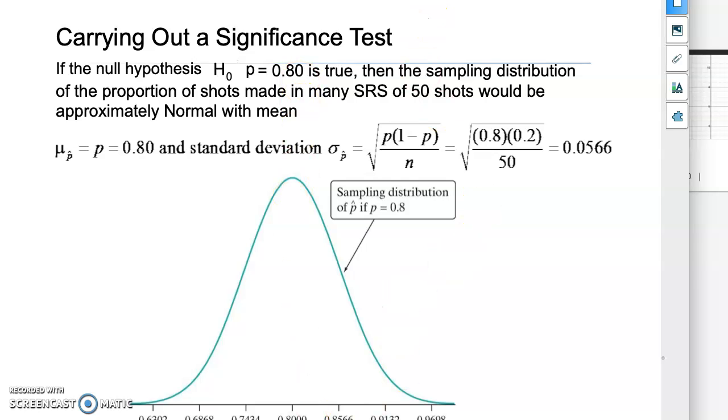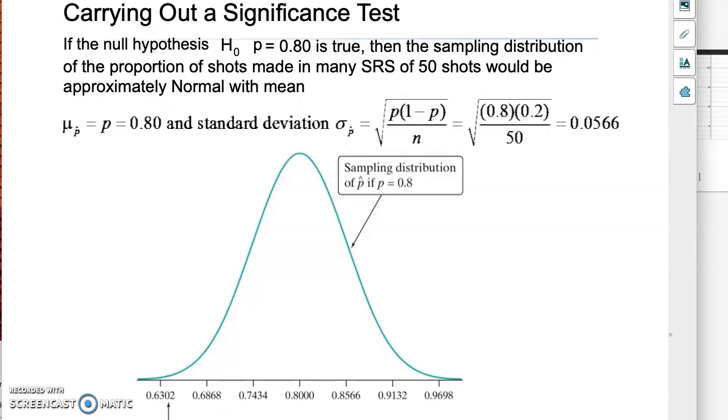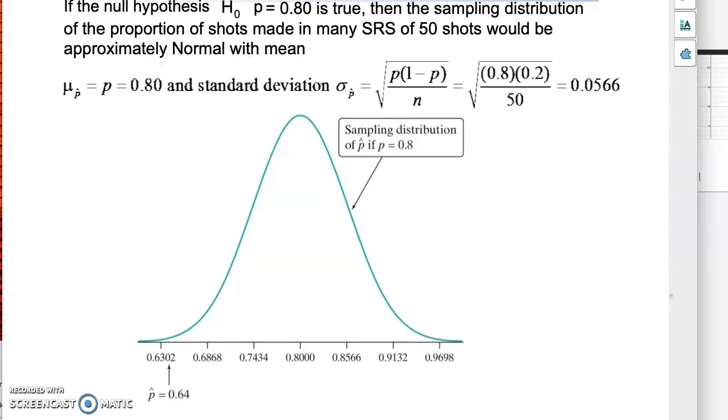Let me move this down just a little bit so you can see it. Oops, move it up a little bit so you can see it a little better. Okay. Actually, move it up even more.